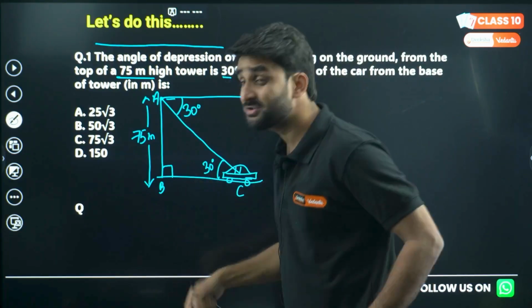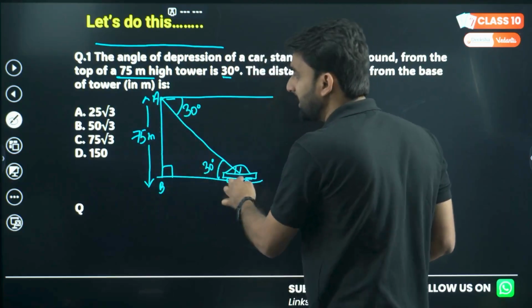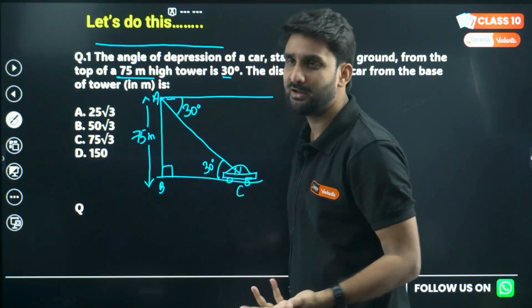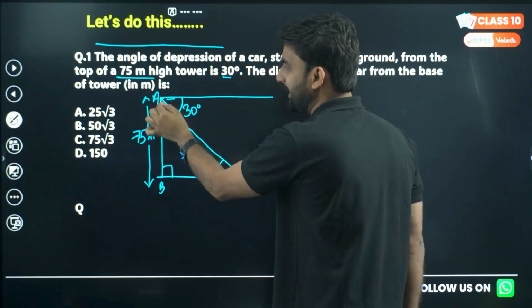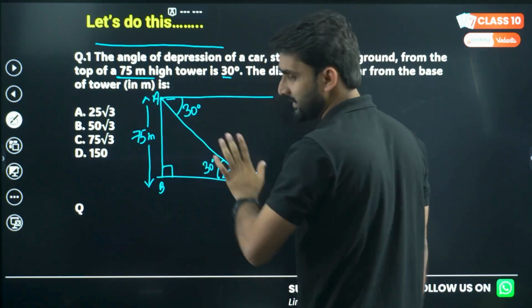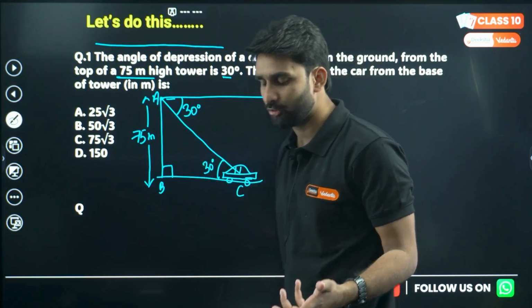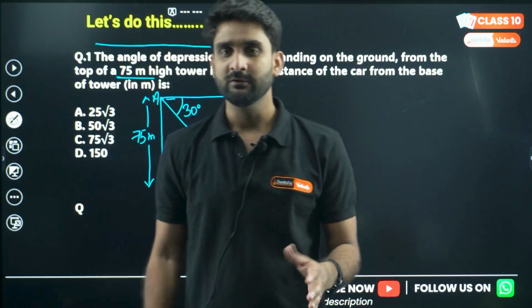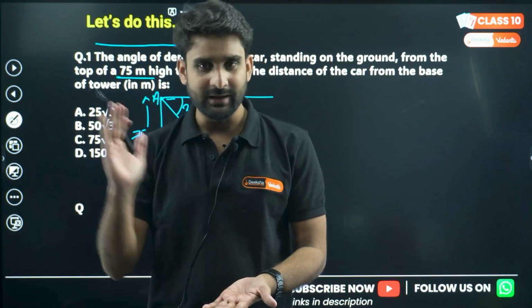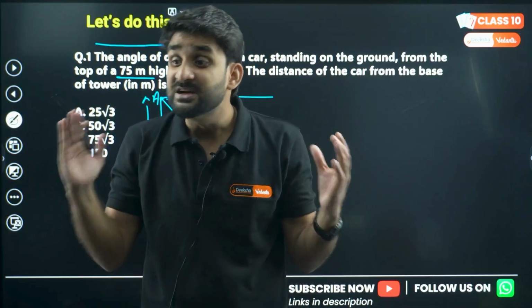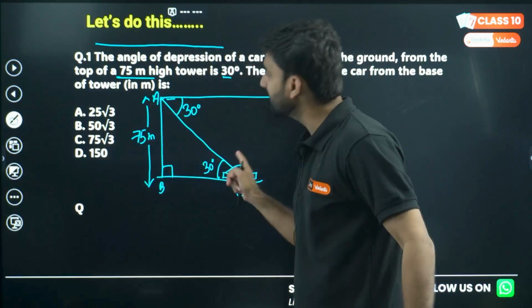And I need to search for the right angle triangle. Where is the right angle triangle? This is the right angle triangle, because a tower or any building is always straight, perpendicular, vertically. Joining this point, we get a right angle triangle. So what are the basic points to solve a question of application of trigonometry? First, read the question carefully. Second trick is draw the diagram. Third is search for the right angle triangle. Where is the right angle triangle? And once you get it, name the right angle triangle.